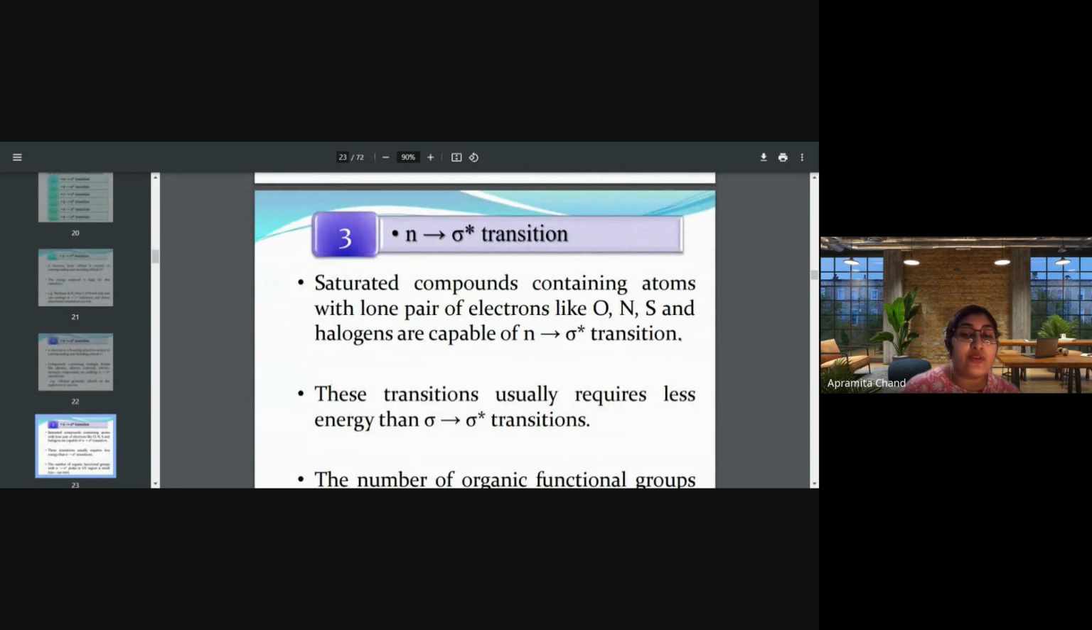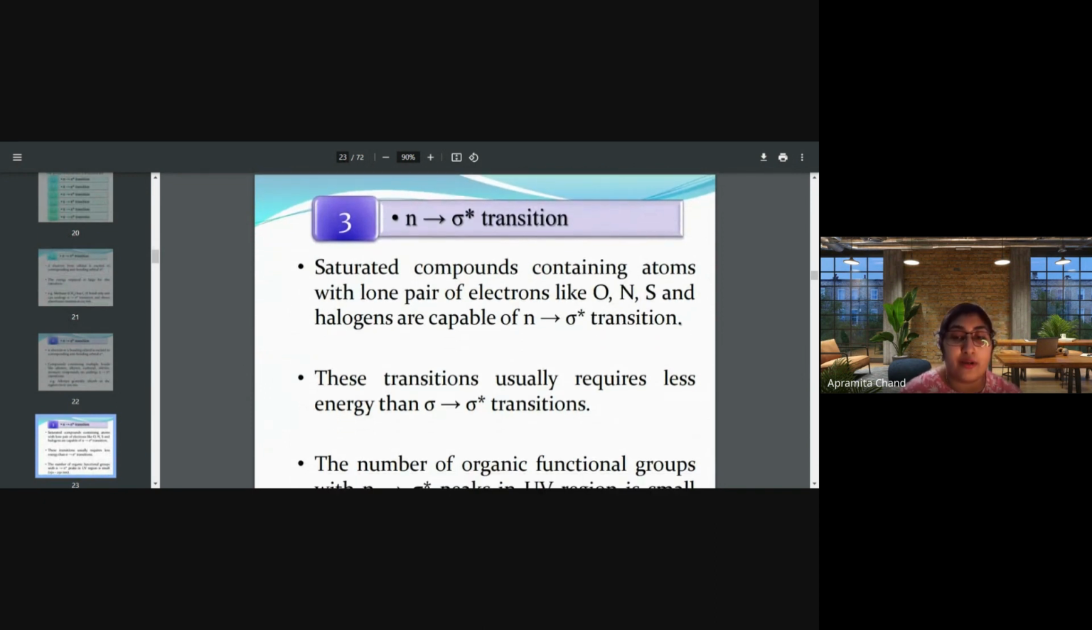Now, what happens in the case of n to sigma star? Now, n here means the lone pair, the non-bonding pair of electrons. Okay, wherever you see an n, you think of non-bonding.